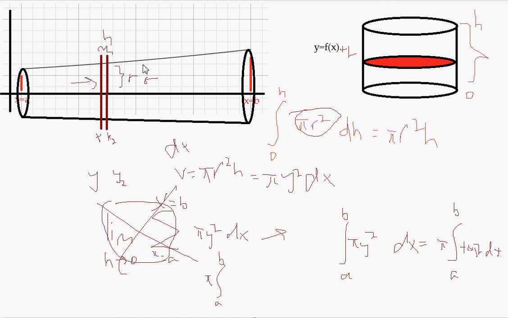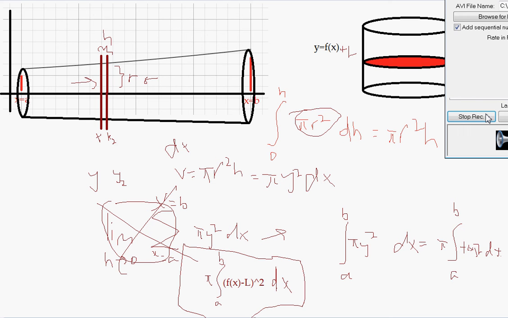But if we wanted to include that L, then we could rewrite the entire thing as pi times the integral from a to b of, I'll write this in text, f of x minus L, squared, dx. And this is the volume of a solid of revolution that can be obtained by any curve.